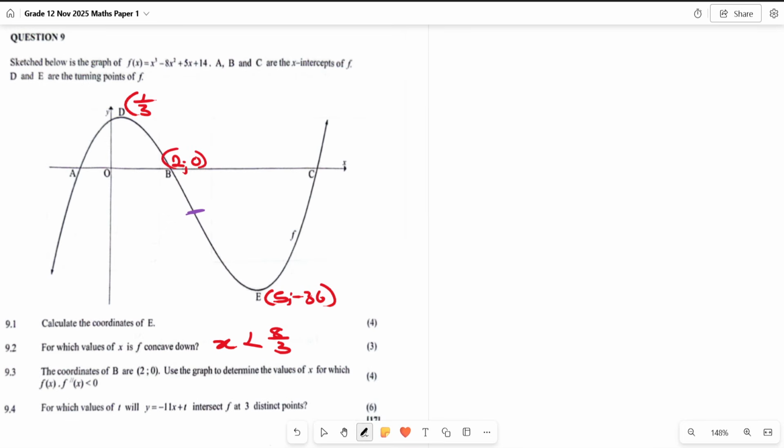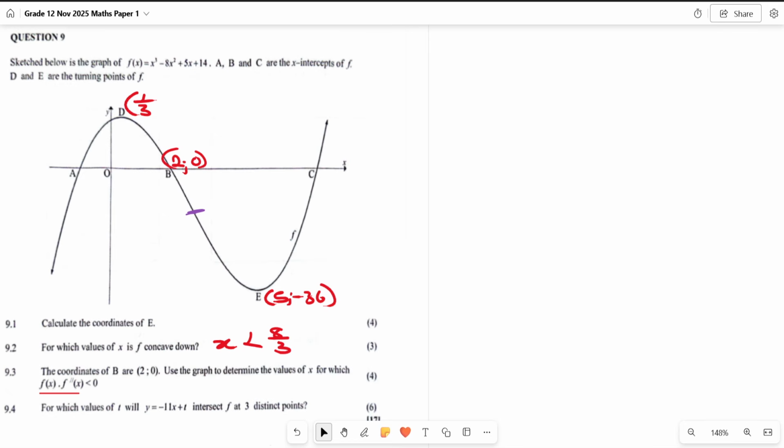Now, use the graph to determine the values of x for which f of x times the derivative of the derivative is less than 0. That's an interesting question that they have here. We need to use this equation to find out where the product of the first derivative and the second derivative is going to be equal to 0.